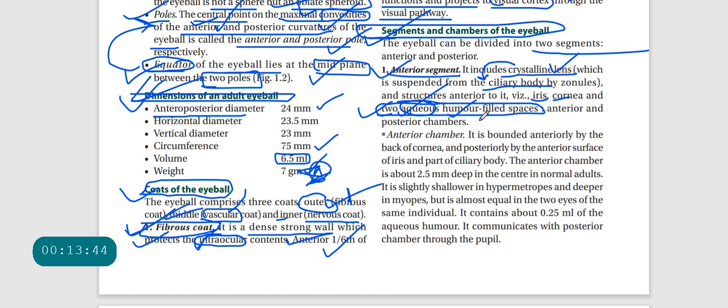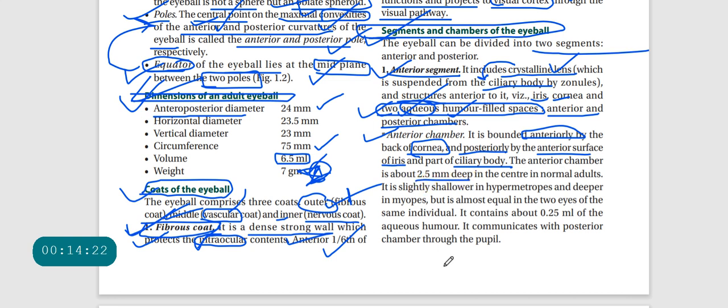Okay, so the anterior chamber first: it is bounded anteriorly by the cornea, and posteriorly it is bounded by the anterior surface of the iris and some part of the ciliary body. So this was the anatomy. Then the anterior chamber is about 2.5 millimeter deep in a normal adult.